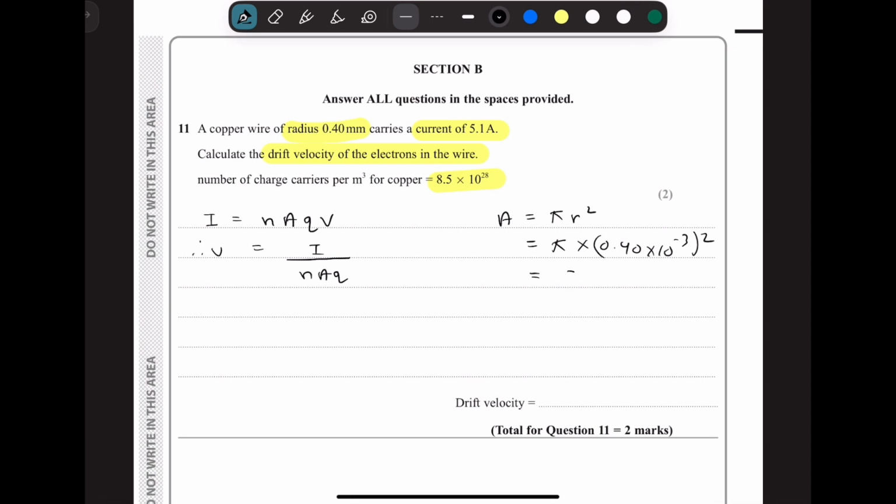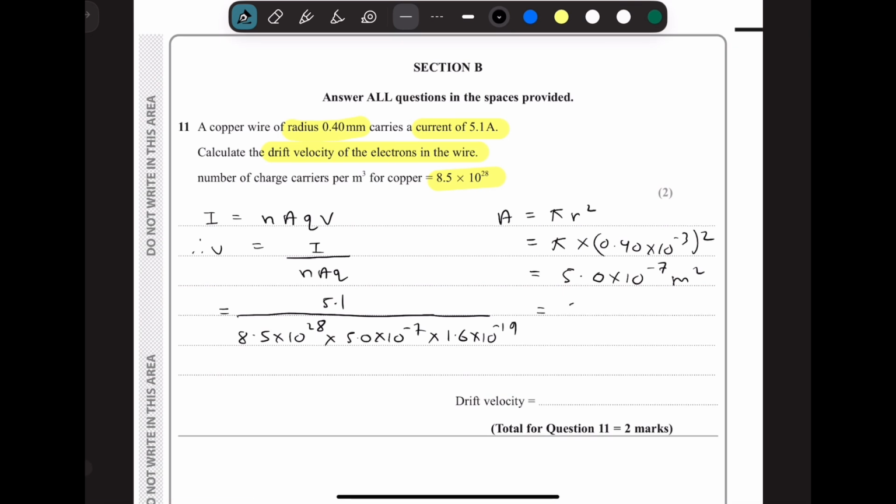And you're getting 5.0 into 10 to the power minus 7 meter squared. So if you put everything over here, you will get 5.1 over n, which stands for 8.5 into 10 to the power 28, into area, 5.0 into 10 to the power minus 7, and electronic charge 1.6 into 10 to the power minus 19. You simply will get the answer, that is 7.5 into 10 to the power minus 4 meters per second.